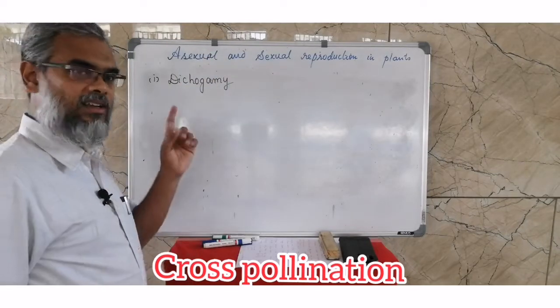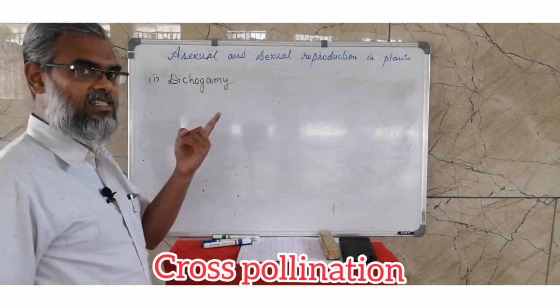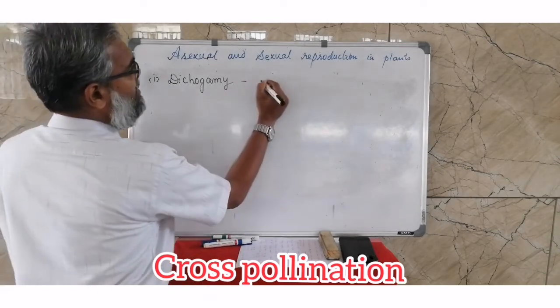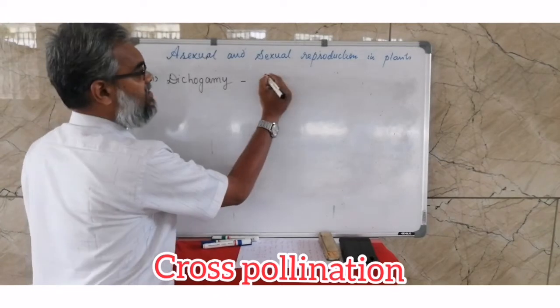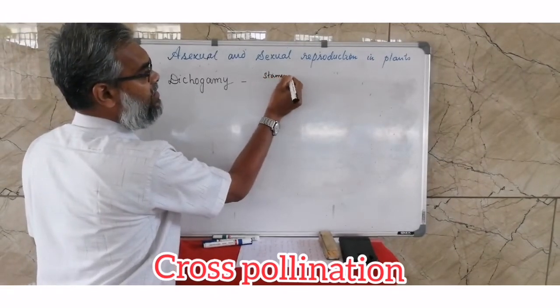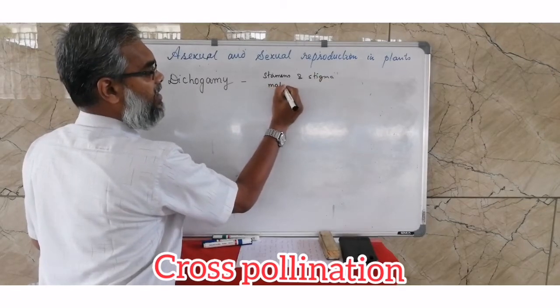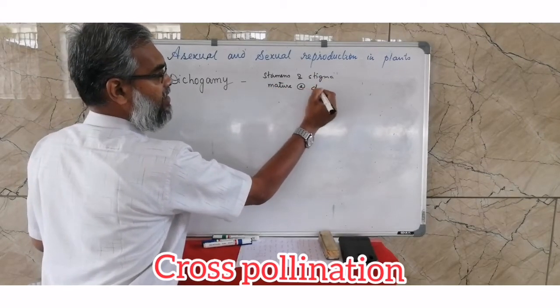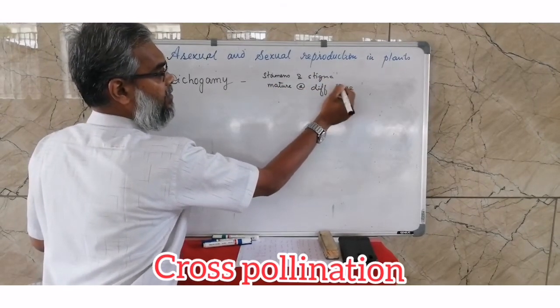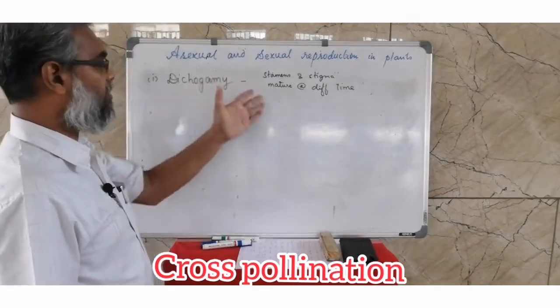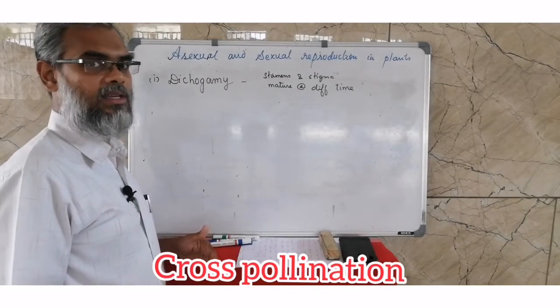Dichogamy. Dichogamy we discussed somewhere, isn't it? Yes, in self-pollination, the third point we discussed. That is, the anthers, stamens and stigma mature at different times. Stamens and stigma mature at different times. That is dichogamy, isn't it?